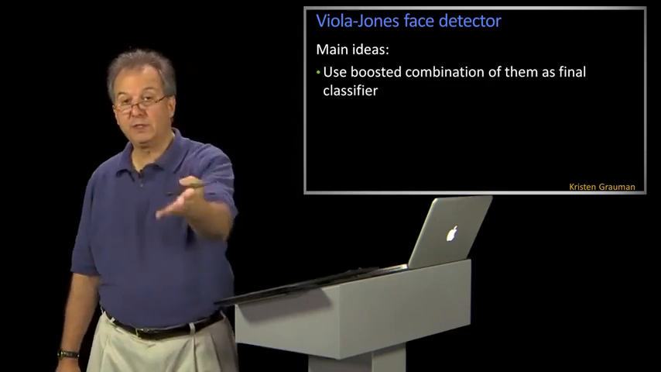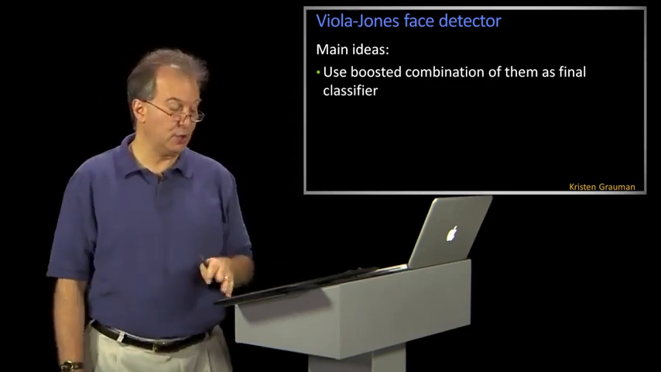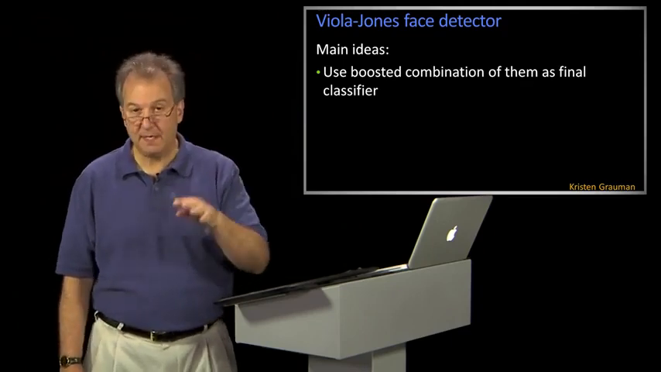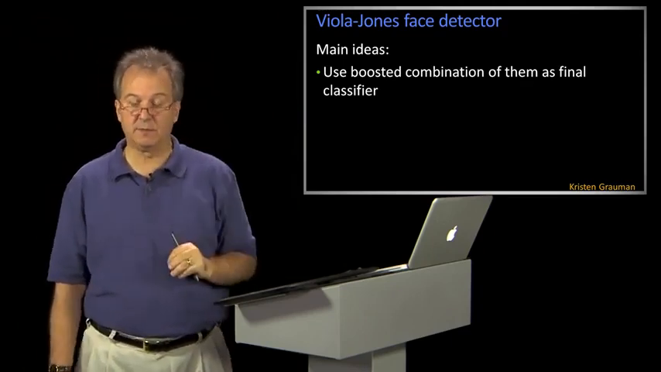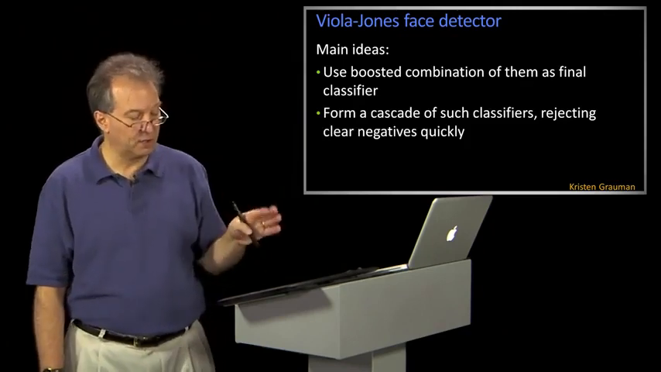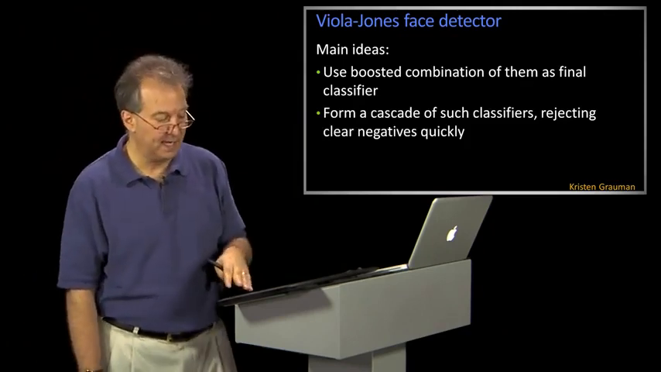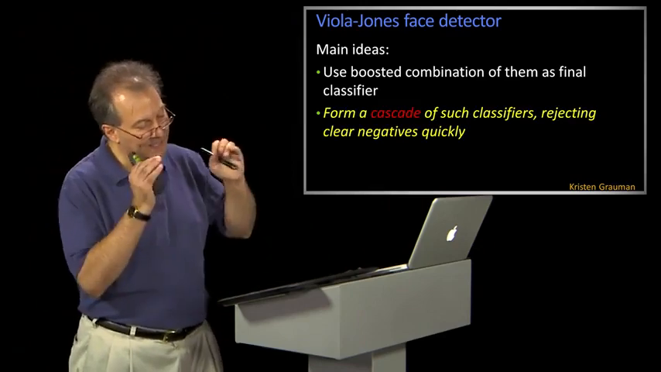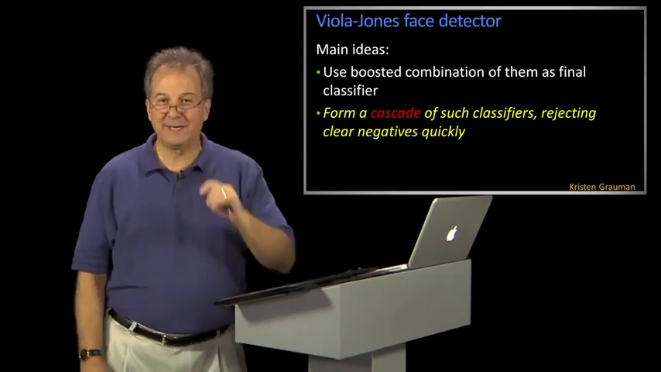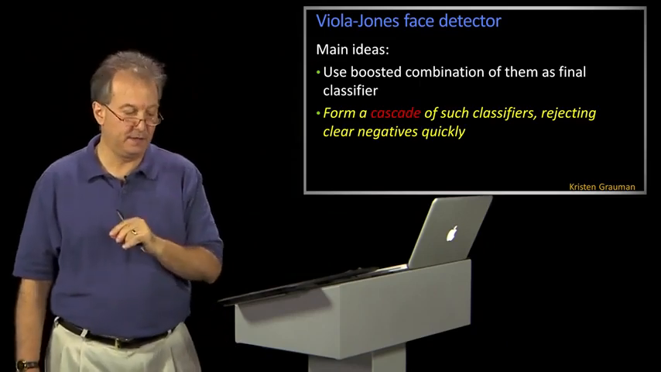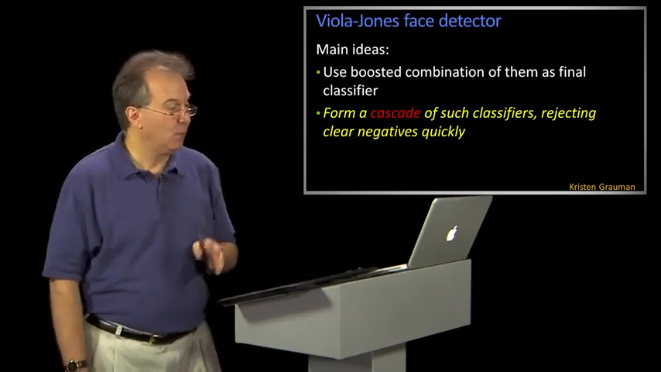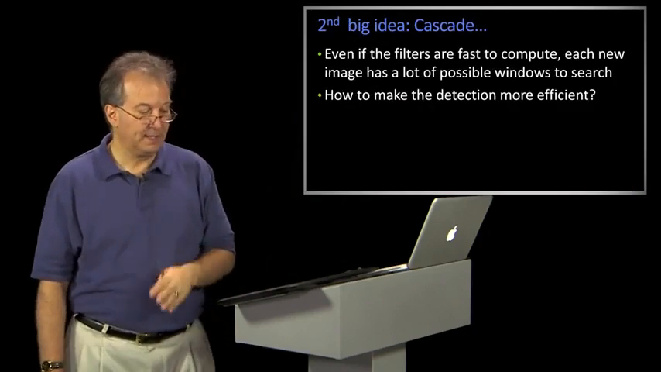All right, well, we're using this within a boosted framework, so not to surprise you that we're going to combine them to make our final classifier. That's what boosting does. But the other idea they had was to form this thing called a cascade of classifiers. And it's such an important idea that I made it in italics, yellow, and red, okay? We're going to form a cascade of these classifiers, and we're going to reject clear negatives quickly. What's this all about?